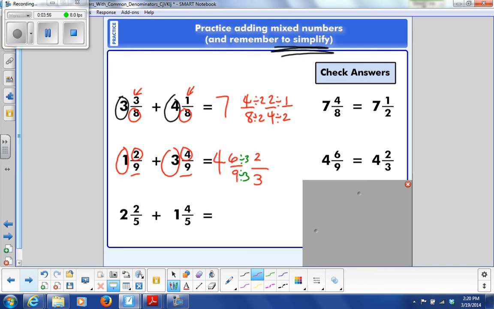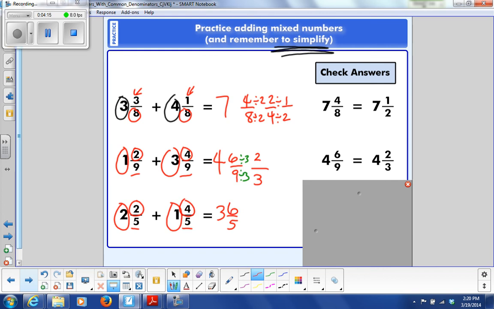Yay! Alright, again, let's go ahead and add the whole numbers together. I've got 2 and 2 plus 1 is 3. Okay, I have the same common denominator. So 5 is going to be my denominator over here as well. I'm going to add 2 and 4. 2 and 4 is 6. So now I have 3 and 6/5.